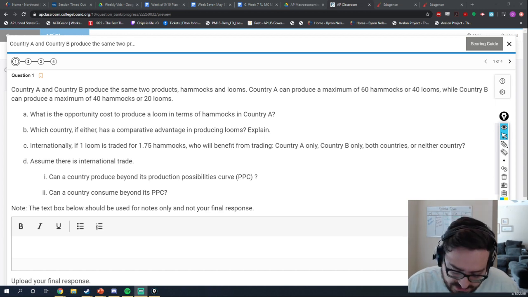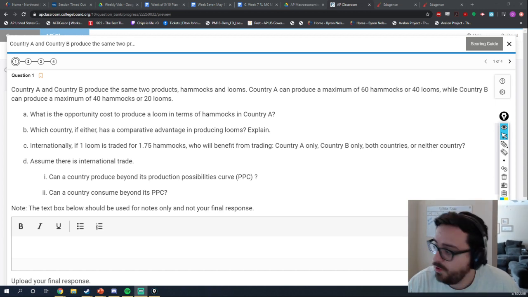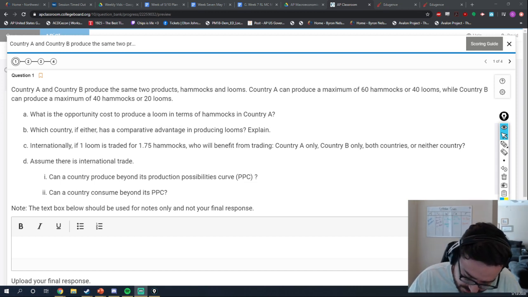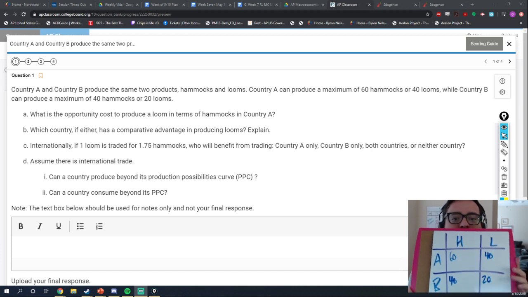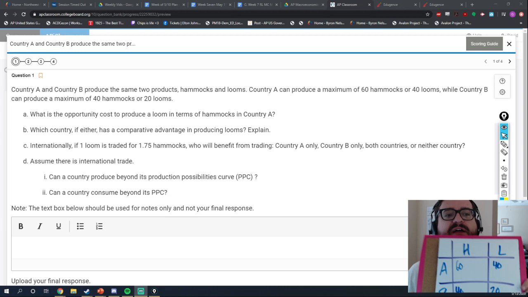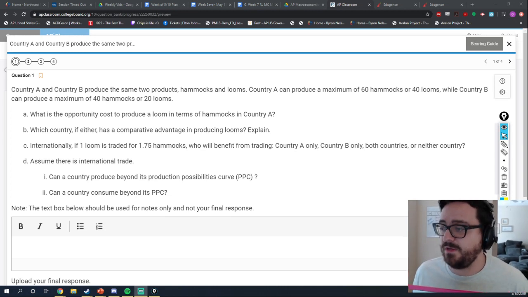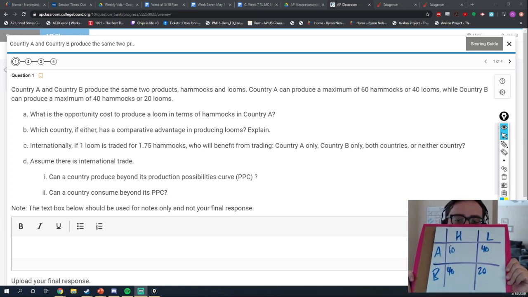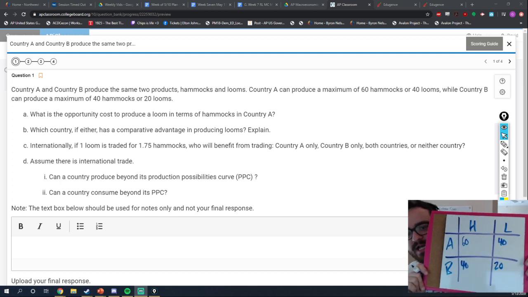Country A can make 60 hammocks or 40 looms, and country B can make 40 hammocks or 20 looms. So this is what I've done. Once I start scanning the question and see comparative advantage, okay, I'm making a table. It's just easier to do it. So I got this set up.